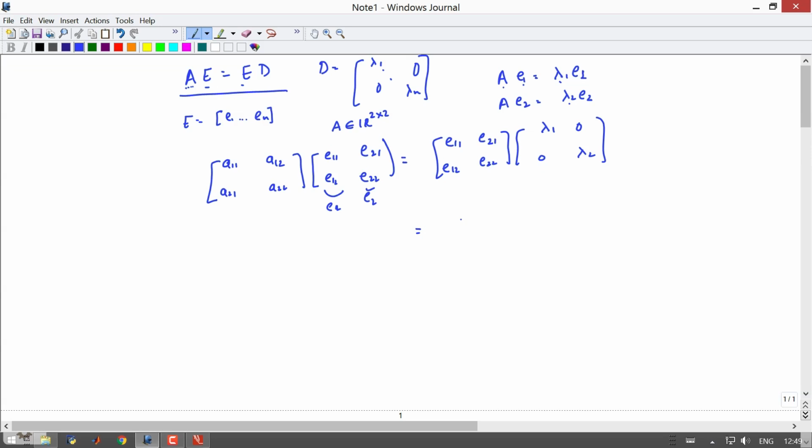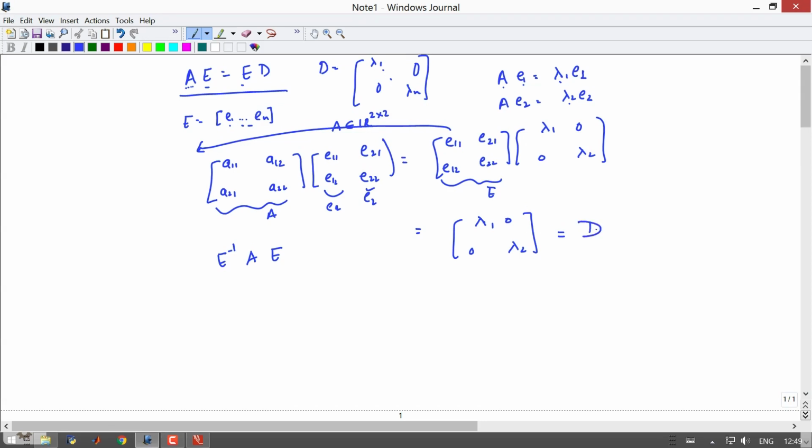So well, it's a simple exercise to check this, lambda 1, 0, 0, lambda 2. I just take the inverse, go here. This is always invertible because I assume that E1 till En form a basis for Rn. So let me call this now E. So this is E inverse multiplied by A times E, which will give me this matrix, which is essentially the diagonal realization of matrix A.